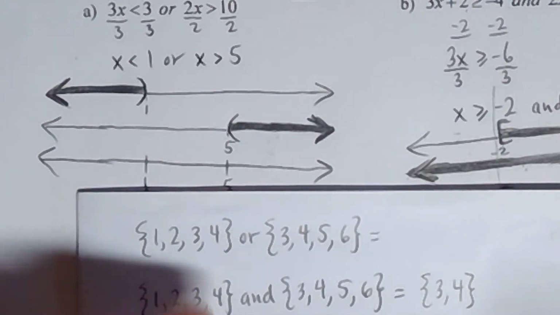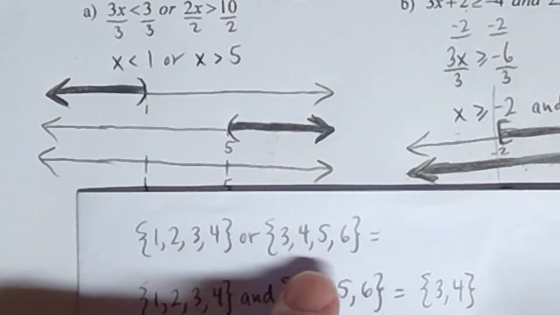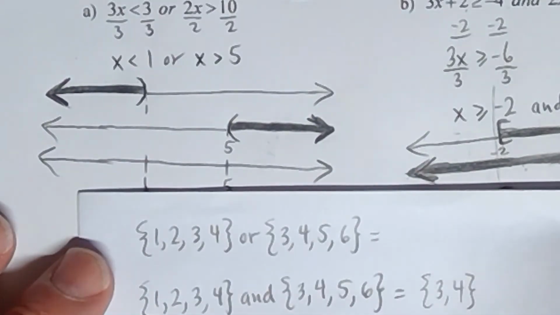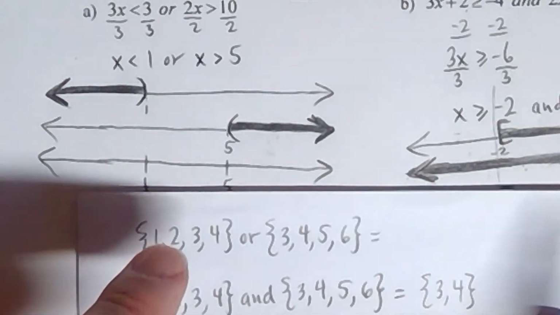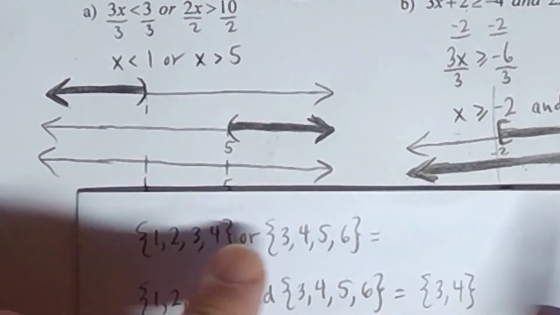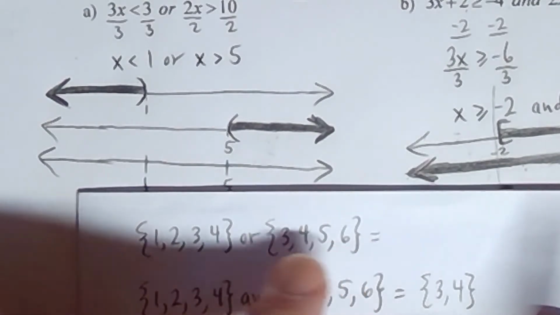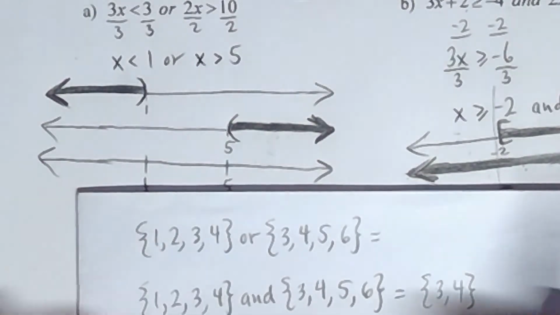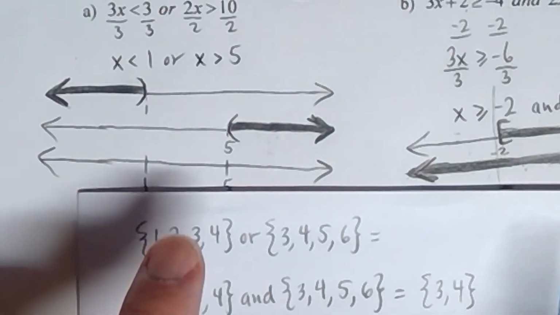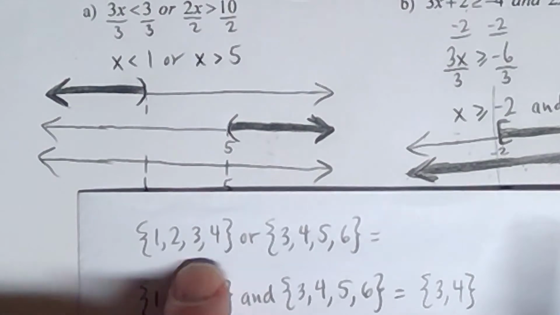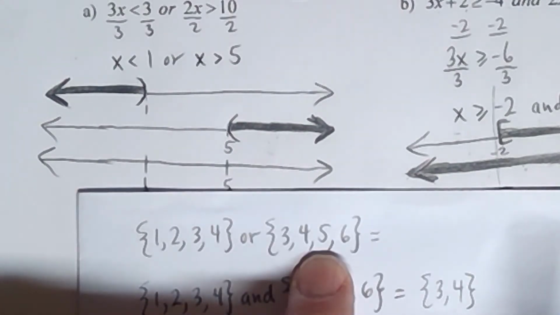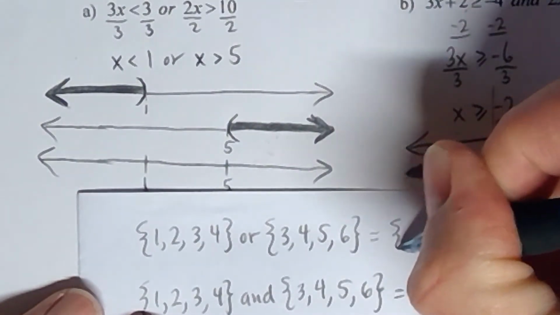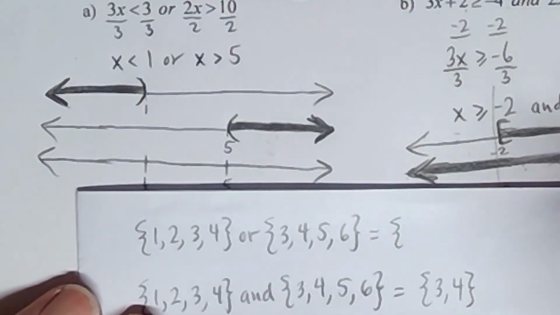What does the word or mean when you have two solution sets sandwiched around it? It means that any number that is either in the first set or the second set counts. Okay, if a number is in both sets, that also counts. But let me say it one more time. Any number that is either in the first set or the second set or both would then go into the final answer. So what are all the numbers that are either in the first or the second or both?